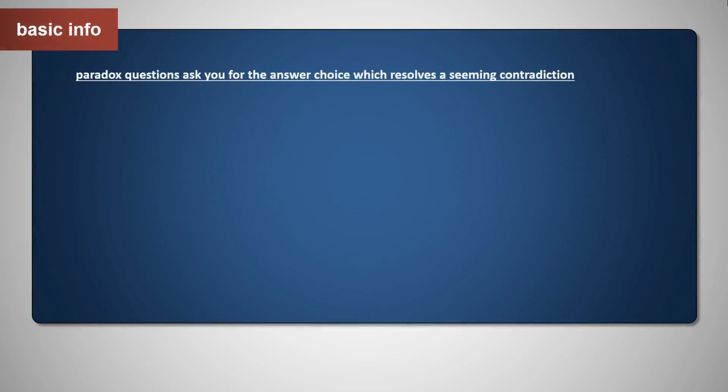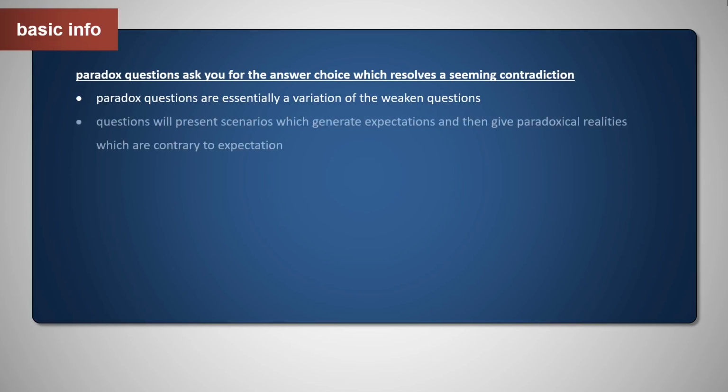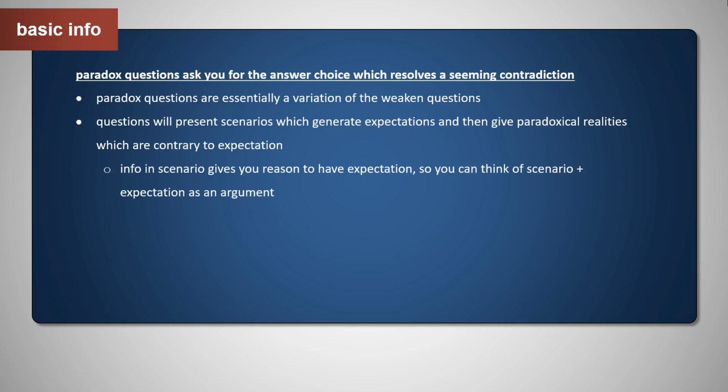Okay, so in terms of the basic information, paradox questions ask you for the answer choice which resolves a seeming contradiction. So paradox questions are essentially a variation of the weaken questions. The questions are going to present scenarios which generate expectations and then give paradoxical realities which are contrary to that expectation. So the information in the scenario gives you a reason to have an expectation. So then you can think of that scenario plus the expectation as an argument. And the reality is going to be contrary to that expectation. It'll give you the reality as well.